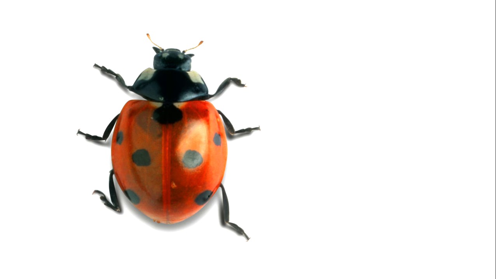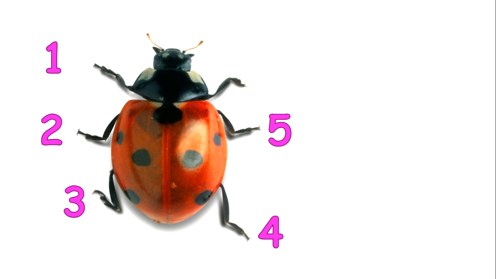Alright, so this is a ladybird, and ladybirds normally have spots on their backs like this. So we are going to count the legs on the ladybird. So let's get to counting. So we have 1, 2, 3, 4, 5, 6.